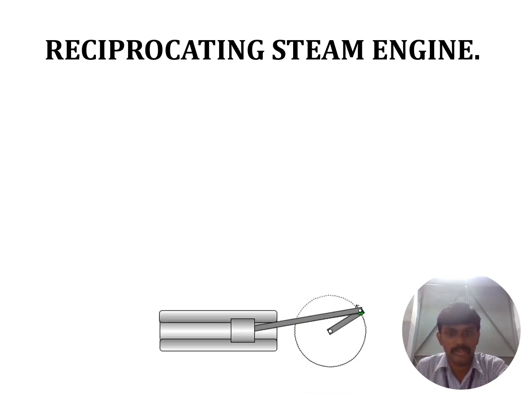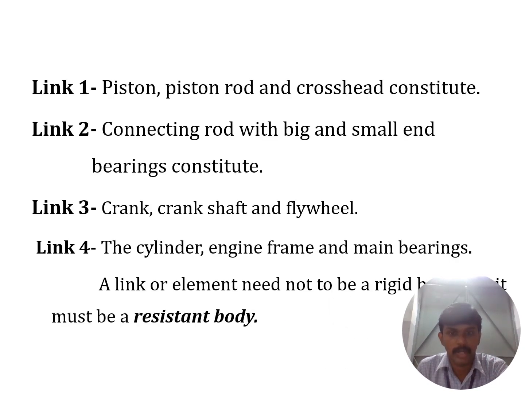Next, the reciprocating steam engine. The reciprocating steam engine works under the mechanism of the Slider-crank mechanism. It has a crank link, a connecting rod, and a piston. Piston and cylinder form a fixed link. Link 1 is the piston or piston rod with crosshead, link 2 is the connecting rod with a small end and a big end, link 3 is the crank, which is a rotating link, and link 4 is the cylinder or engine frame or main bearing.